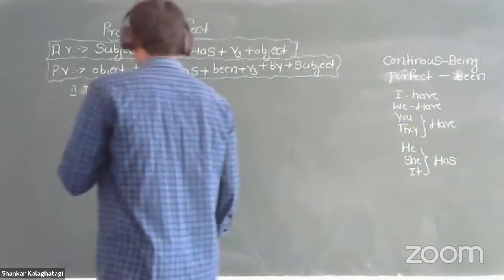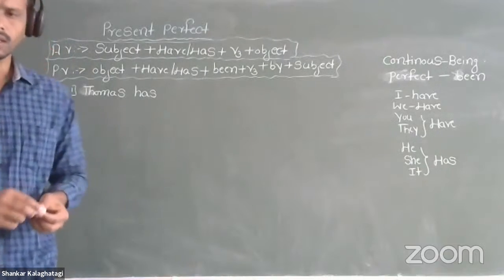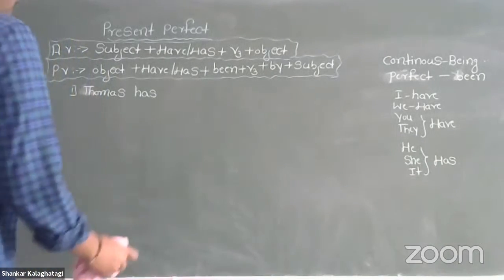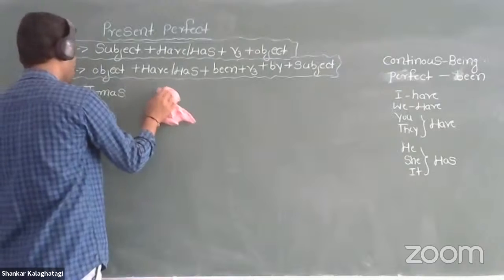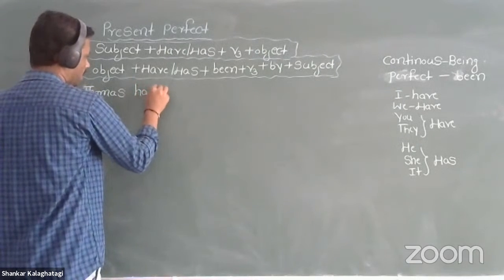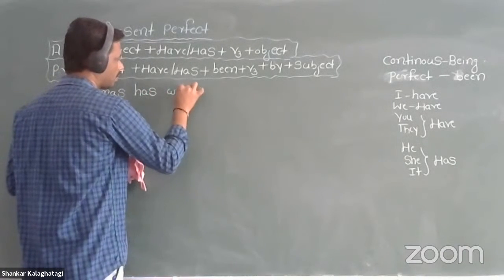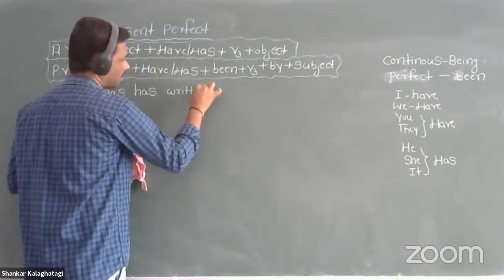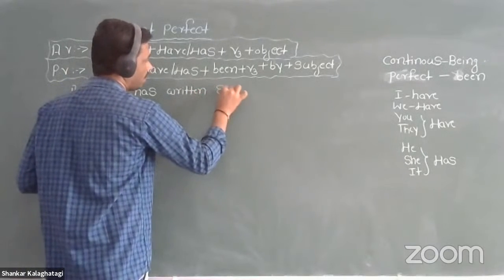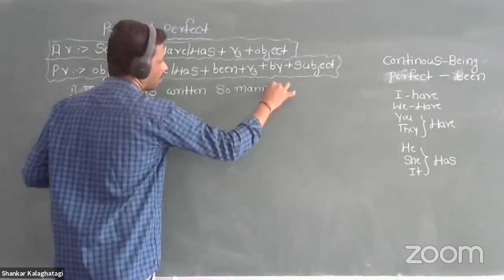Now here Thomas. For Thomas, which pronoun will come? He will come. So now he is there. So that's why we have to write has. Thomas has written so many books.